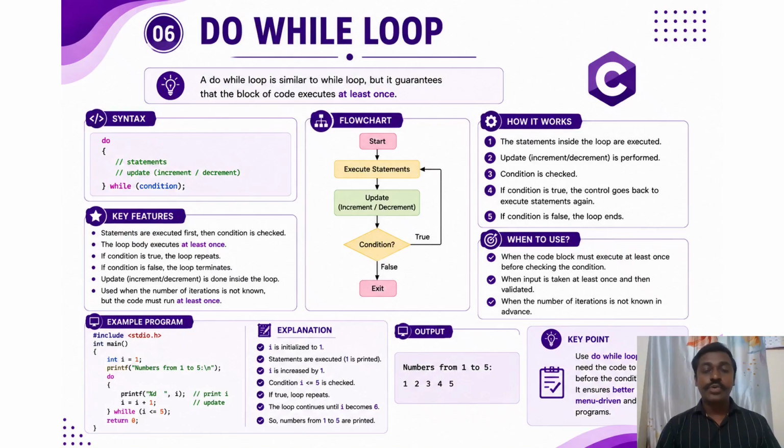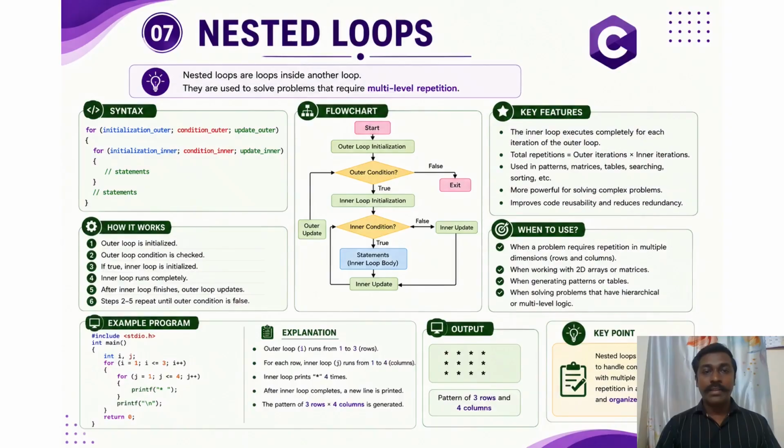If the condition is true, 1 to 10 will be printed. This is the difference between while and do while.